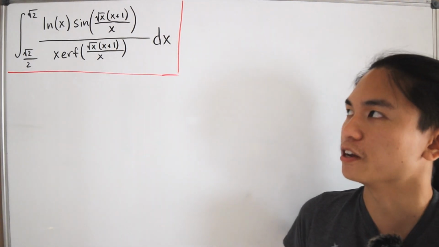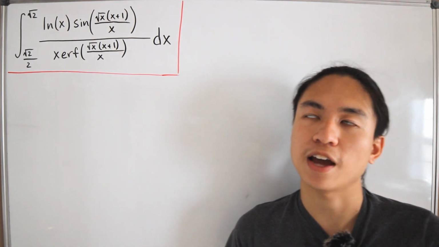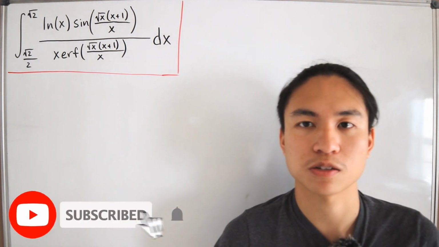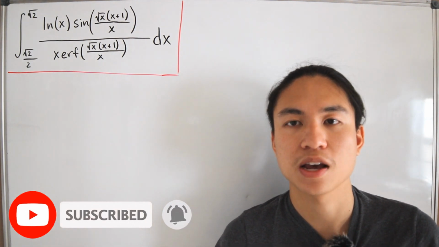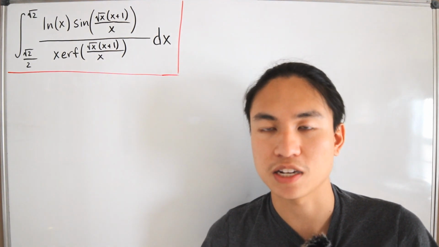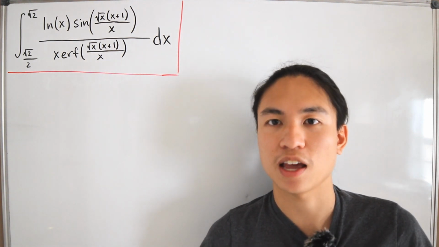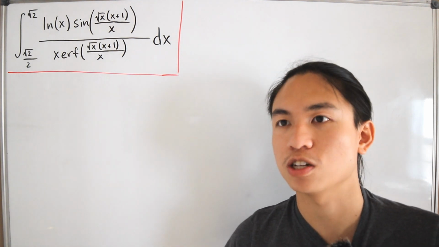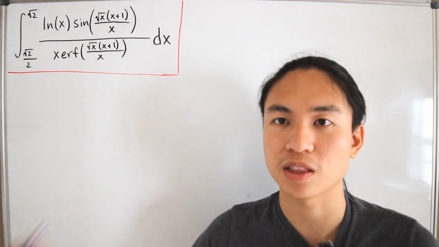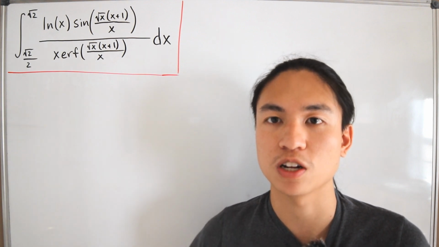So here we have a definite integral from the square root of 2 divided by 2 to the square root of 2 of the natural log of x times sine of the square root of x times x plus 1 divided by x times the error function of that same input, dx. Knowing when you see integrals like this, you would think that we would need to utilize a combination of definitions and identities dealing with natural logs, the trigonometric functions for sine, or even with the error function itself.